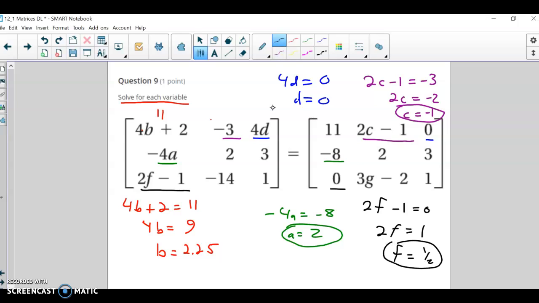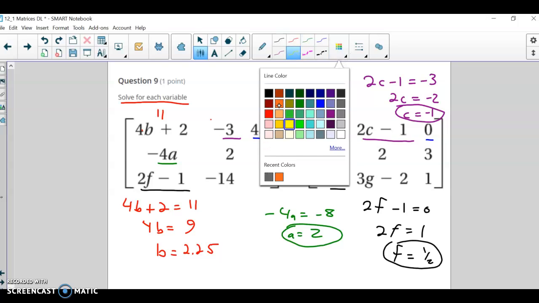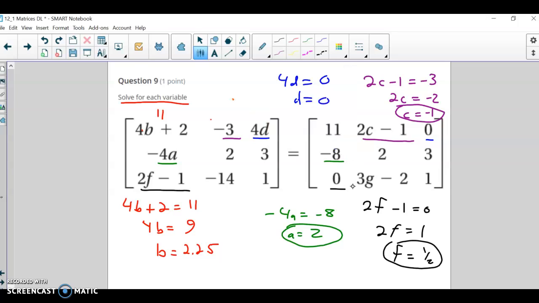Okay, and then I think the only one I'm missing is G, maybe. So I'm kind of out of colors here. See if I can find one more color. So this one lines up with negative 14. So 3G minus 2 has to be negative 14. So add 2 to get negative 12, negative 14 plus 2, and then divide by 3. So G is negative 4.